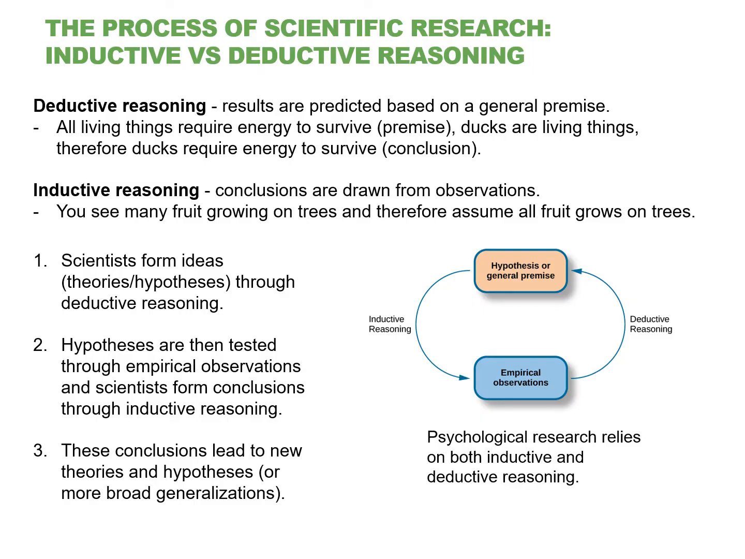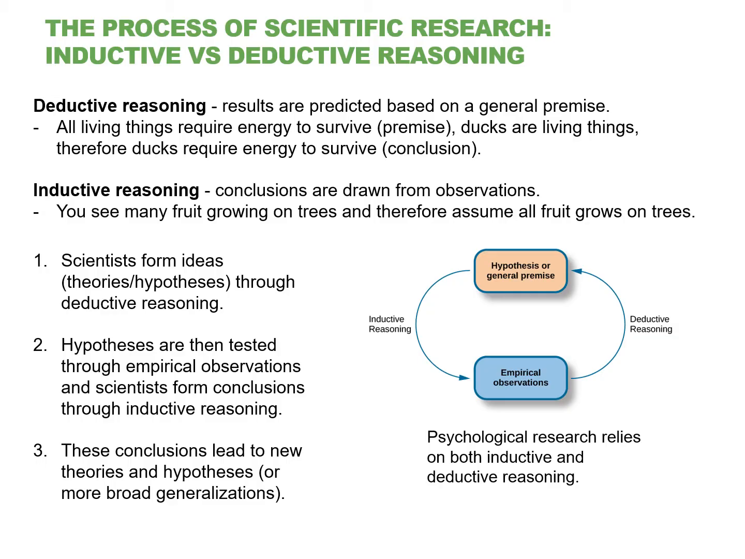Before we talk about the steps of the scientific method as we use them in psychology, it's important to talk a little bit about the process of our research in psychology in regards to inductive versus deductive reasoning. Deductive reasoning is where the results are predicted based on a general premise. So you know one thing to be true. For example, all living things require energy to survive. That's your premise. Ducks are living things, therefore ducks require energy to survive. That's your conclusion. So you have a premise, and based on that deductive reasoning, you have a conclusion.